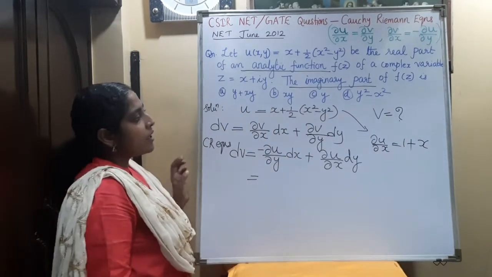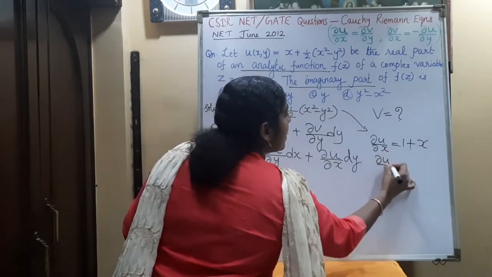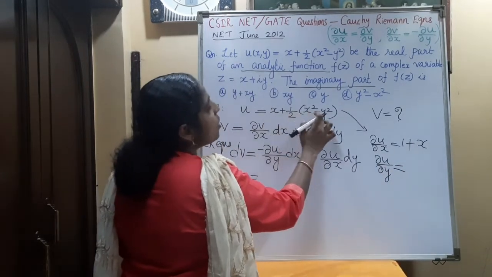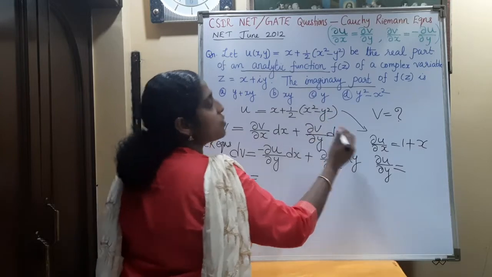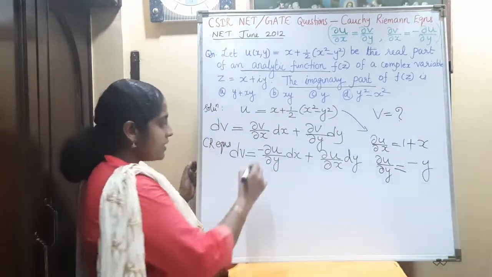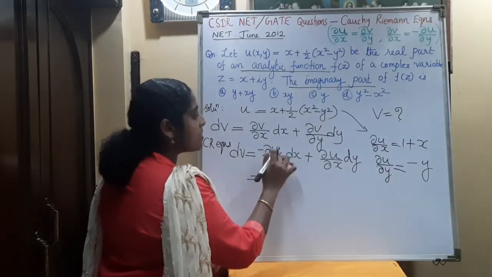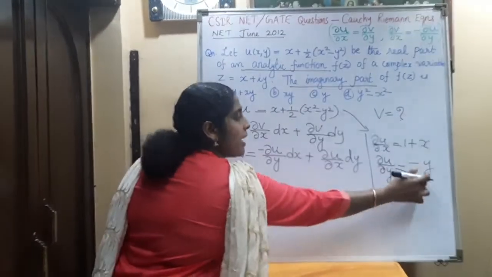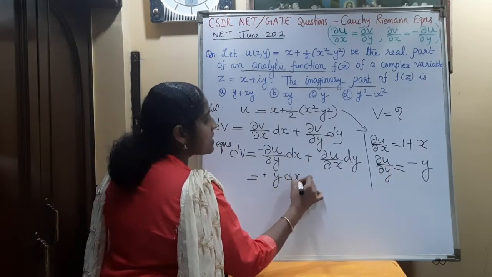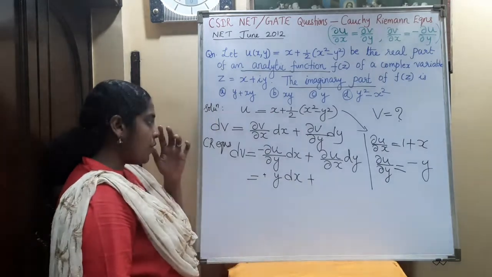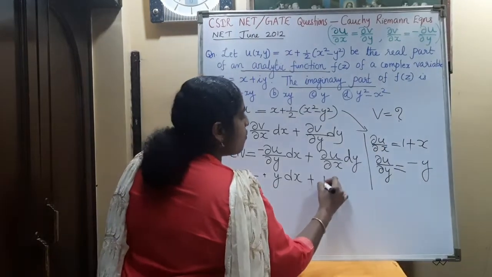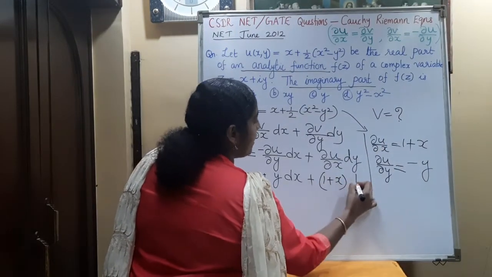Similarly, what is dou u by dou y? Dou u by dou y is equal to half into minus of the derivative of y square, which is 2y. So the 2s cancel and we get minus y. Now we substitute: minus dou u by dou y, with dou u by dou y equal to minus y, becomes plus y, so plus y dx plus dou u by dou x into dy. Dou u by dou x is 1 plus x, into dy.